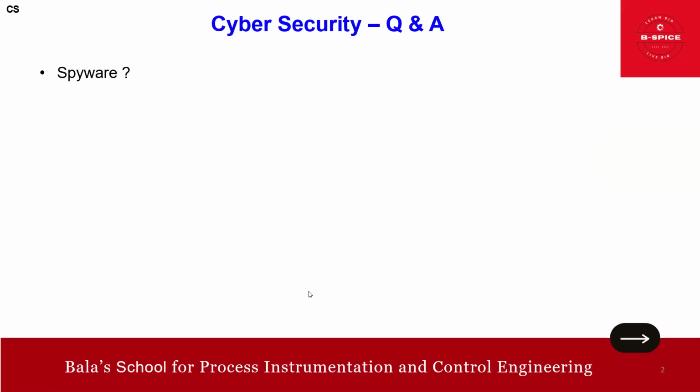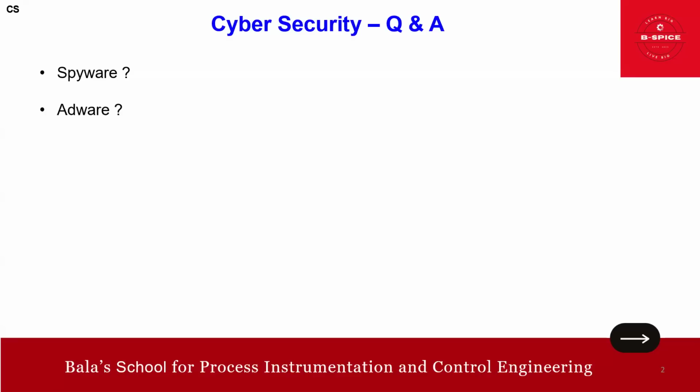So, spyware, as we all know, is a type of malware that aims to gather information about a person or organization without their knowledge. That is the point. It may send such information to another entity without the consumer's consent, or assert control over a device without the consumer's knowledge. So basically, it's a malware that aims to gather information about a person or organization.